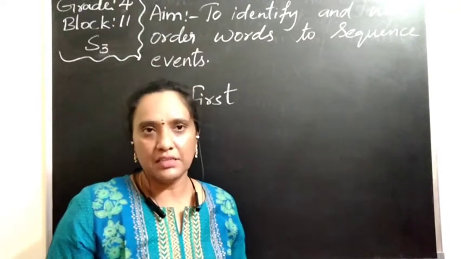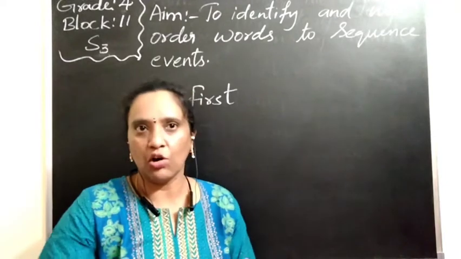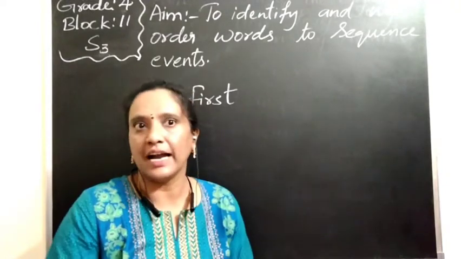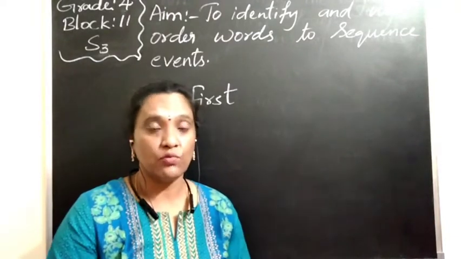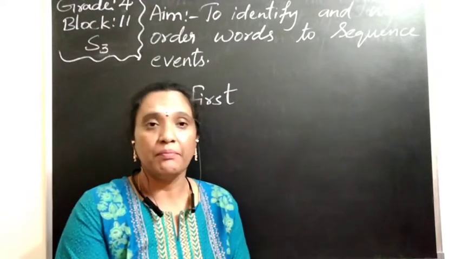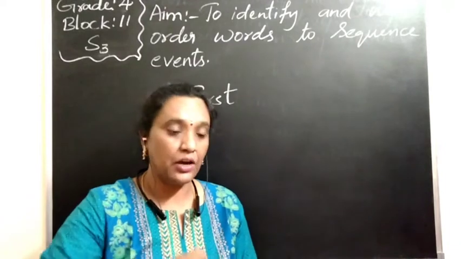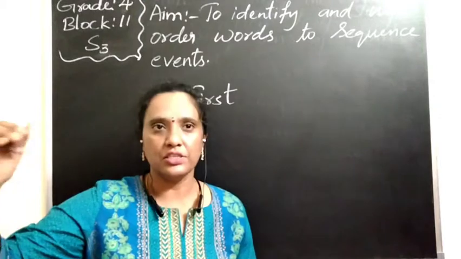Even books are kept in alphabetical order like A, B, C. Things according to their sizes we keep in order. Even the events that happen in our life: first a baby will be there. Next what happens? He grows. What are the stages of that baby? According to those stages we call them.